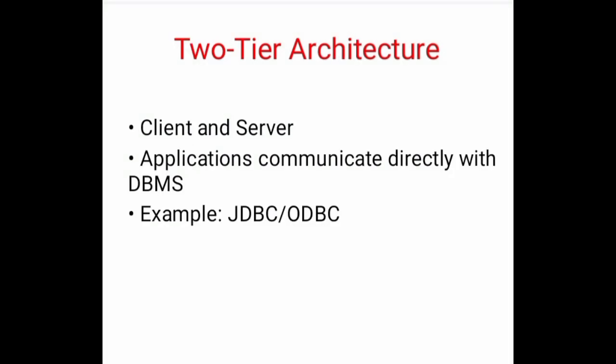Next one is two-tier architecture. The two-tier architecture separates the user interface from the database server. The client applications run on the user's machine and communicate directly with the database server. Characteristics are separation of concerns, improved scalability, client server model. Imagine a desktop application installed on your computer that you use to access a company's central database server to view or enter data. The application handles the display and the server manages the data.